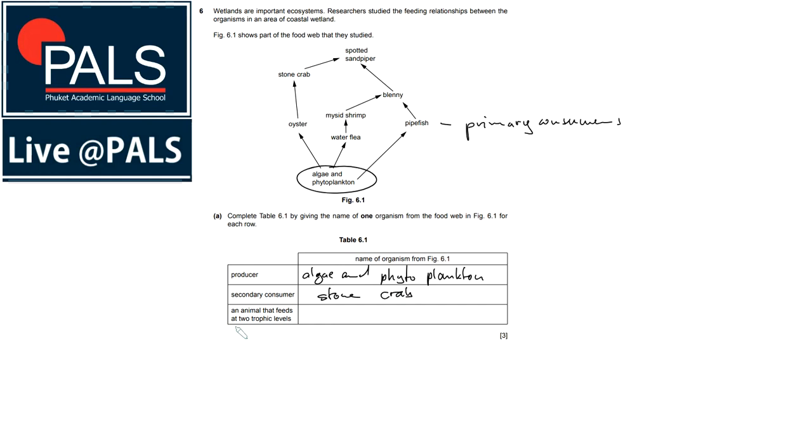An animal that feeds at 2 trophic levels, we already mentioned that is the blenny. As well, the spotted sandpiper feeds at 2 trophic levels. So this one is secondary or tertiary. Now, if we go that way, secondary; if we go this way, tertiary.